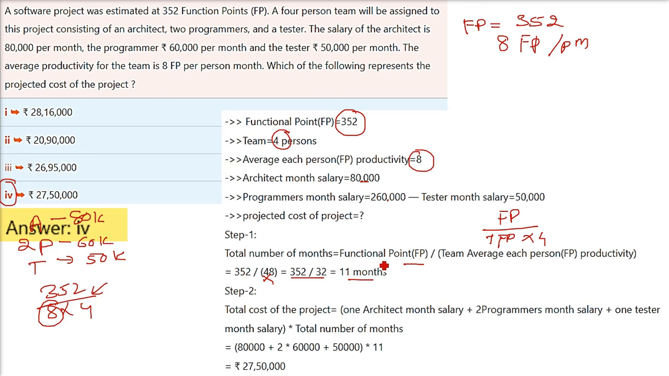Now salary is very easy. You know the salary of each one. 80k plus 60k into 2 because there are two people earning this much, and then 50k. Add them, multiply by how many months they are going to work, 11. In thousands, right? So you get 2750000. This is the answer.